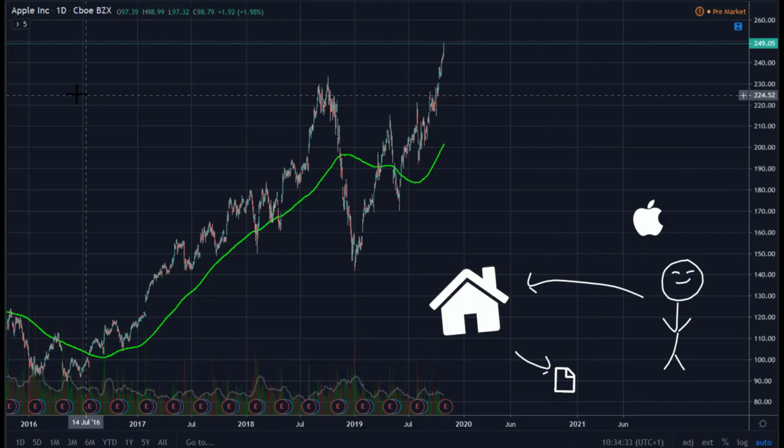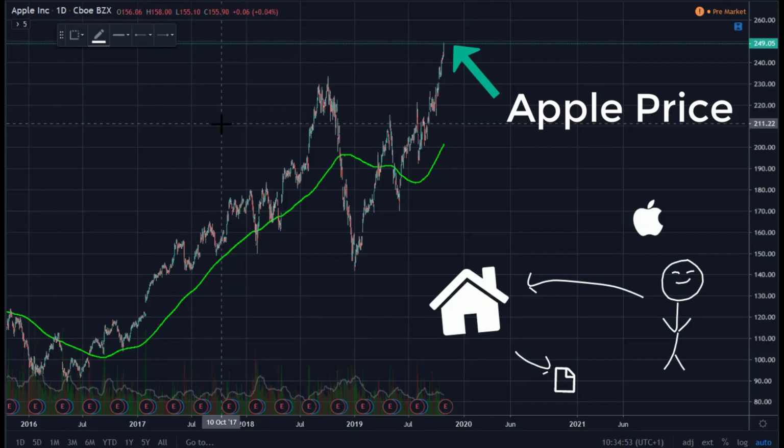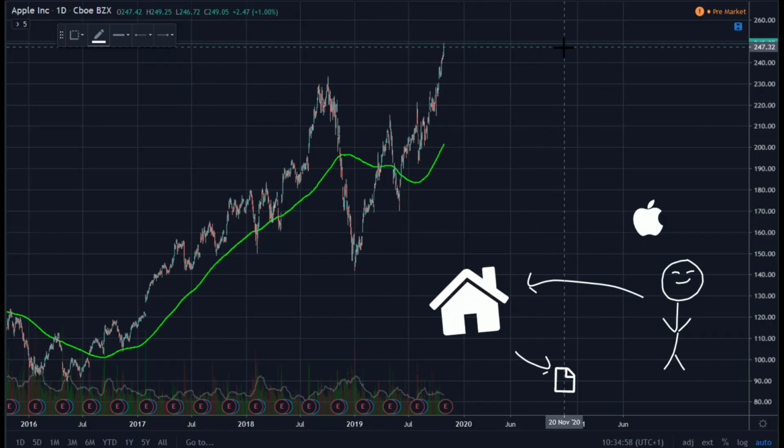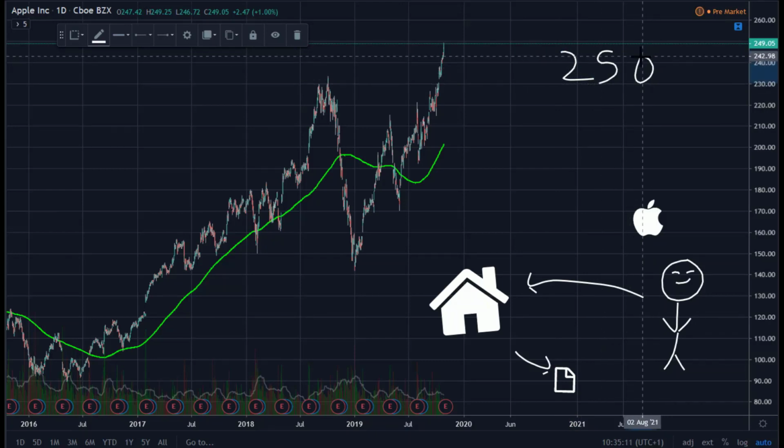Well, what Bob does is he takes this share and he sells it into the market. So let's go ahead and analyze that. Right now, the price is at $249. Let's just say $250 to make things a little bit easier. So he sells this share into the market, and now he makes $250. So now Bob has no shares, but he has $250.